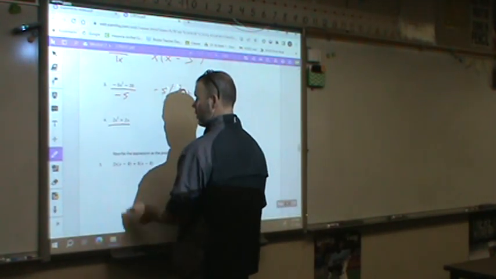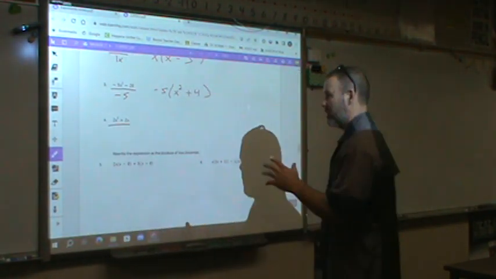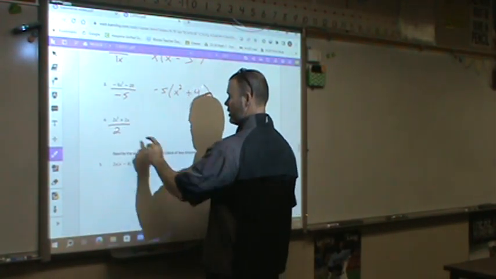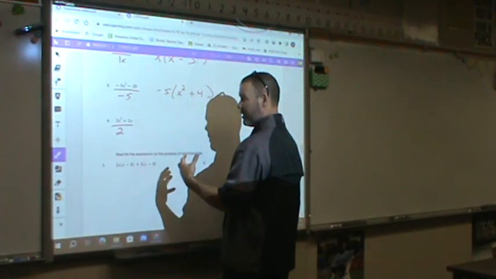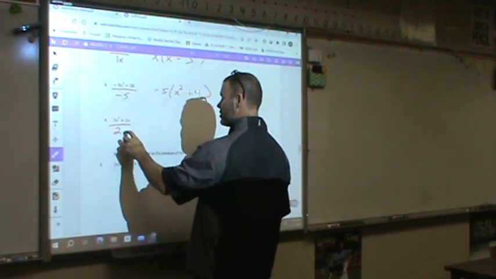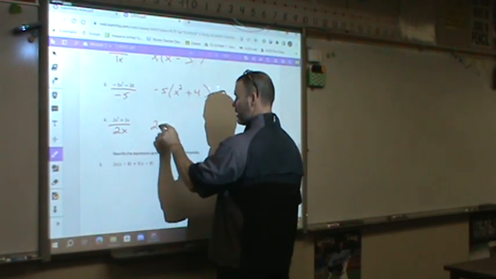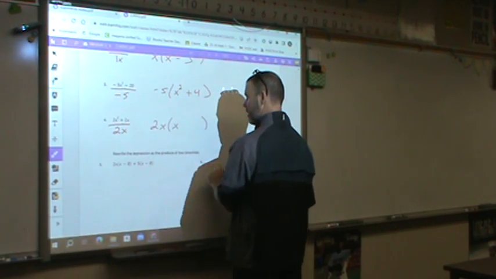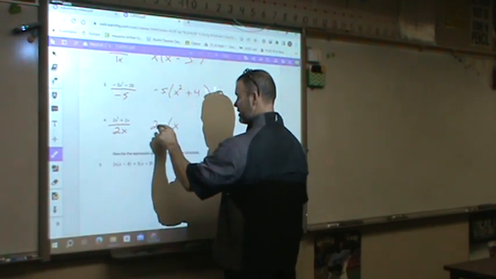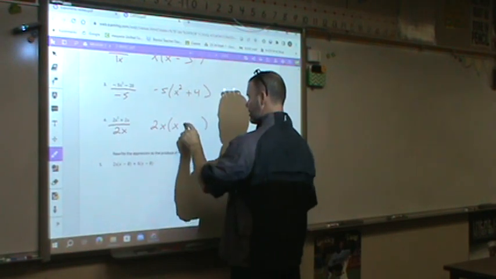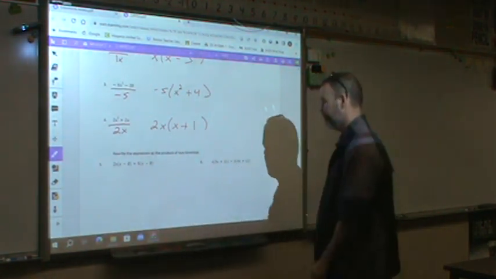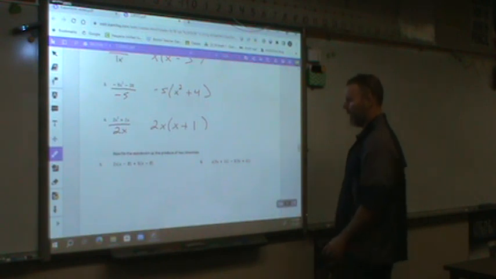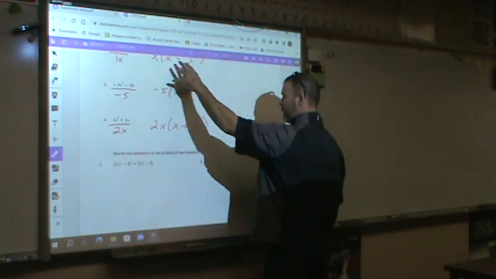Now number 4, we see a situation where we have both a number and a letter. The greatest common number is 2. The greatest common letter, x, appears at most once in both terms. Again, you're taking out the x, so 2x times what gives me 2x squared? That would be x. 2x times what gives me 2x? You should have said 1, because 2x times 1 gives you 2x. Right?